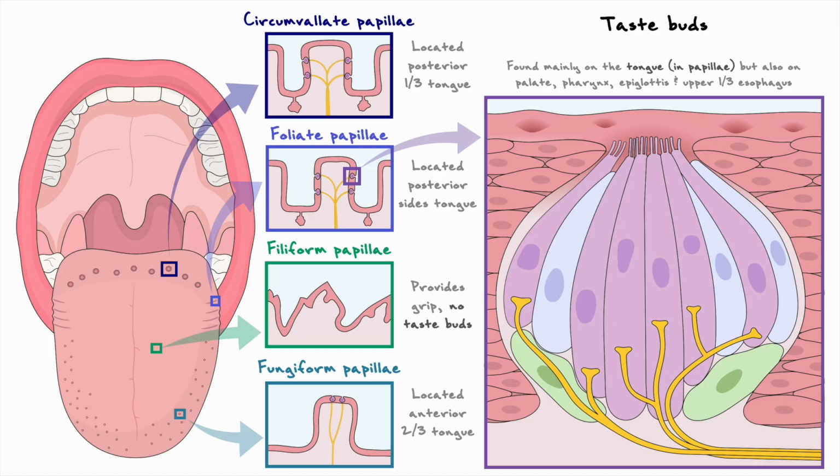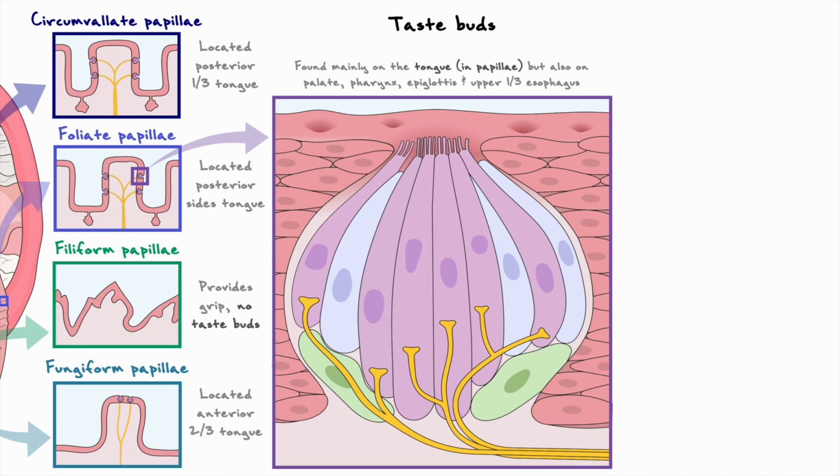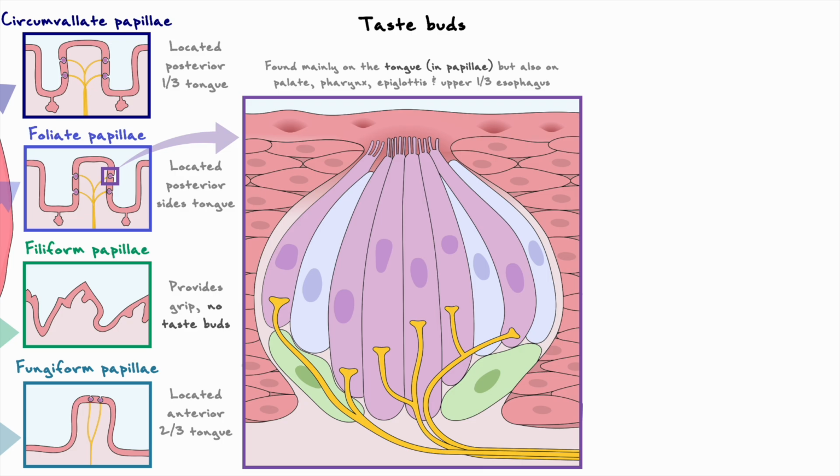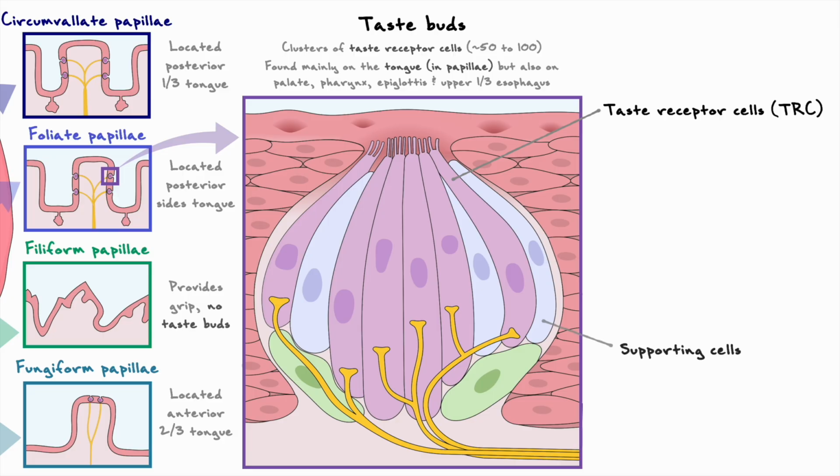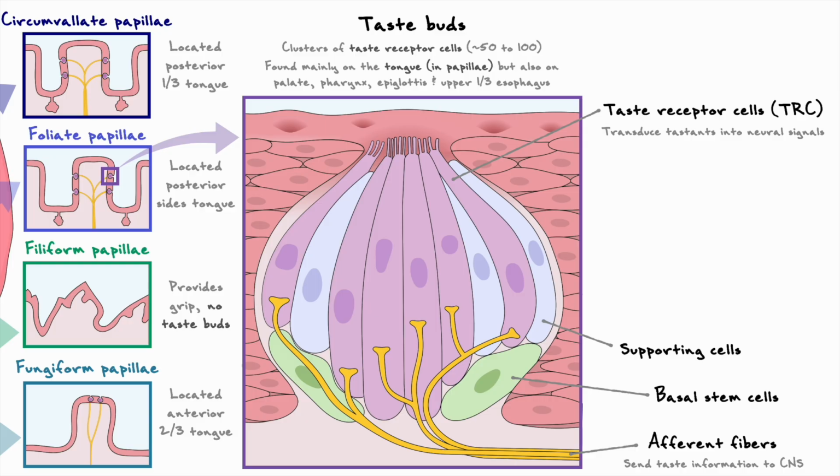Alright, now that we know where to find our papillae and most importantly our taste buds, let's discuss the cellular composition of these buds. So broadly speaking, taste buds are clusters of about 50 to 100 taste receptor cells with some supporting cells and basal stem cells. The taste receptor cells, as you can see here in light violet, are responsible for transducing taste hints into neural signals. The neural signals produced by the taste receptor cells are then picked up by the afferent fibers and sent to the central nervous system for processing.